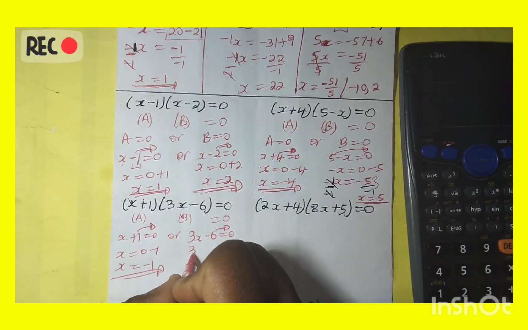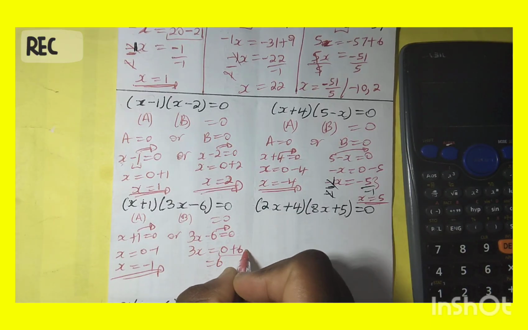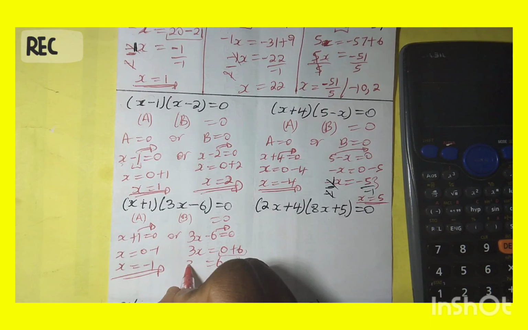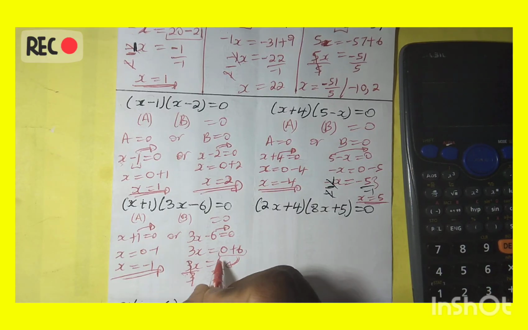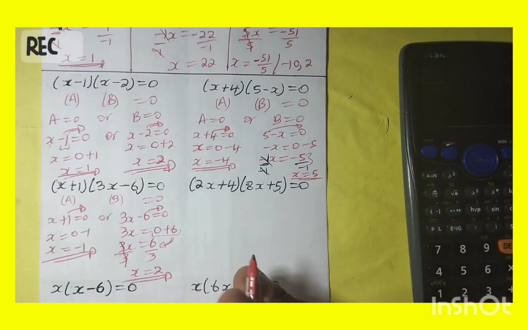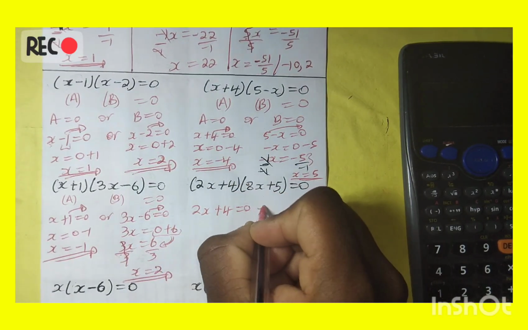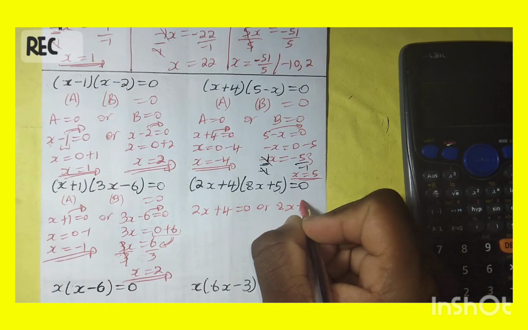Taking this to the other side, it means that thing will become positive 6. All of this will give you 6. And what is in front of what you need, you divide by it so it gets cancelled. The value for x will be 2.